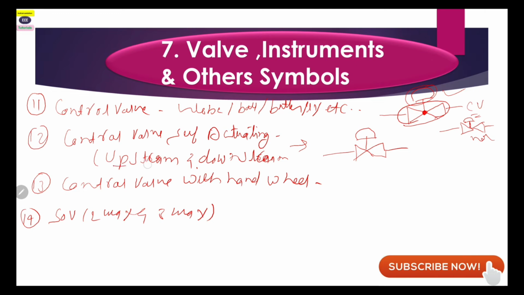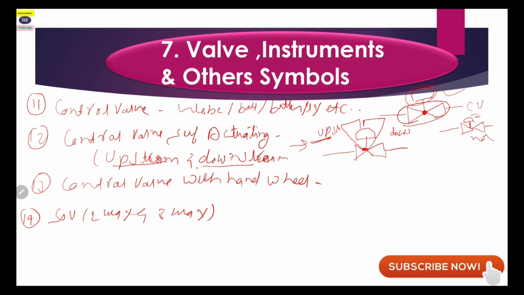Then if it is upstream and downstream, you have to know that this is the upstream, this is the downstream. So when you talk about the downstream actuating, it means your wall is actuating through your downstream. But when you are talking about the upstream, then your wall is going to be controlled by the upstream. So this is the meaning of the downstream and upstream actuating control walls.